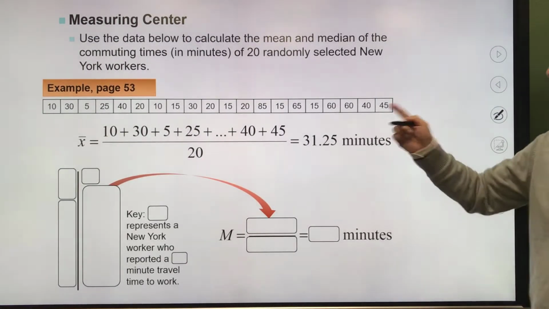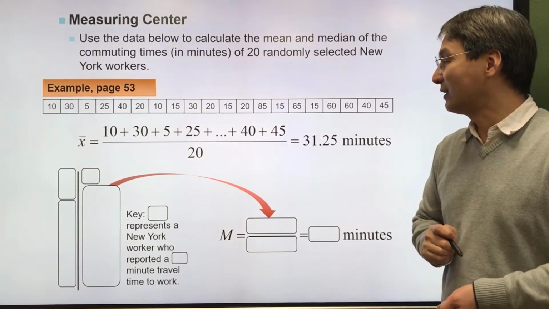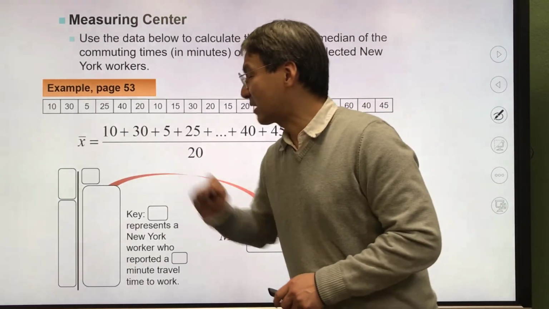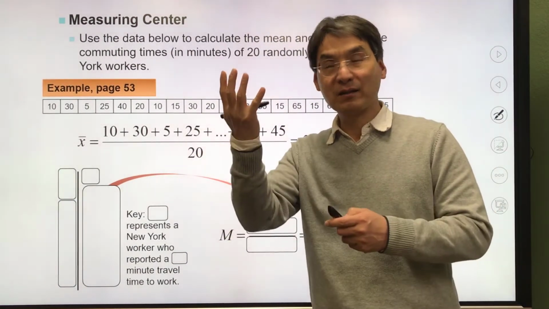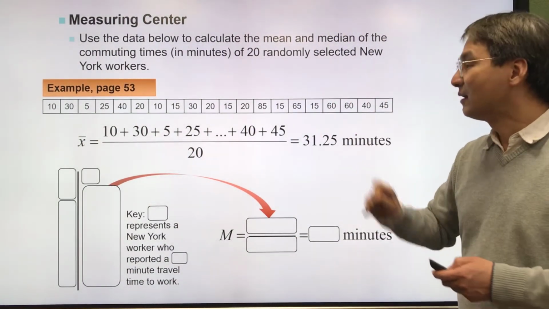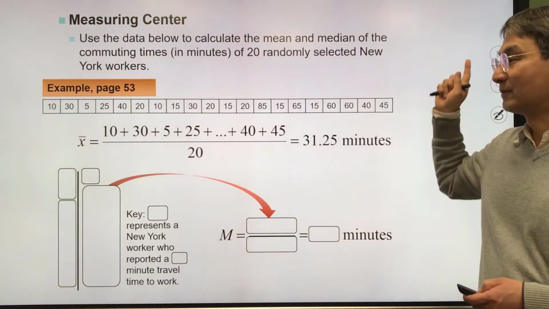So how could you find the median? We need to find the midpoint of the data points, 20 data points. In order to find the midpoint, it's good to have a stem plot, because the stem plot rearranges these data points in ascending order from the smallest number to the greatest number.